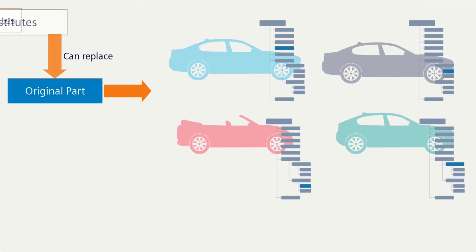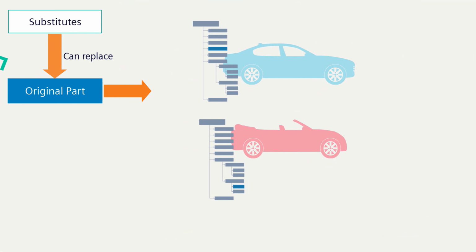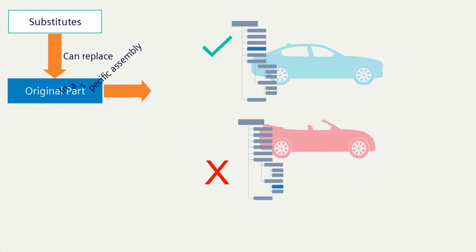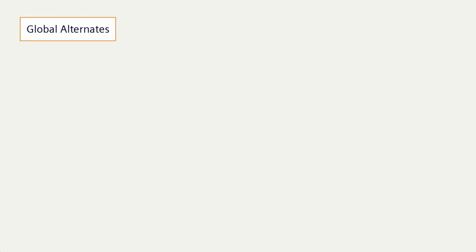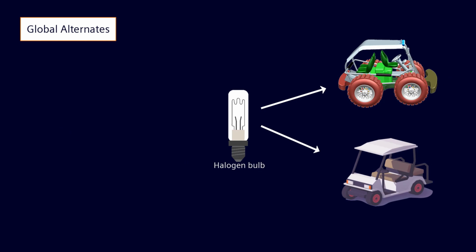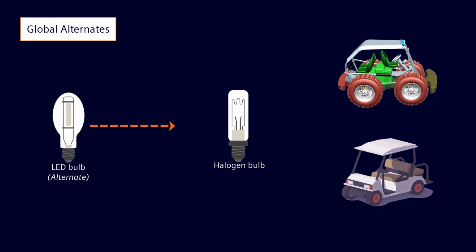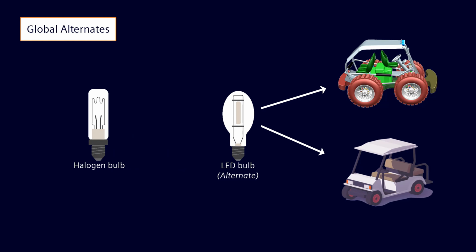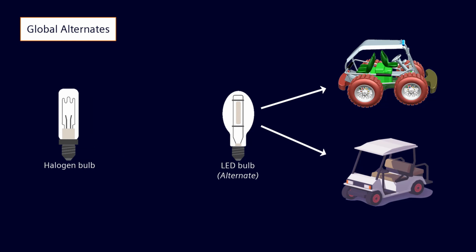In contrast, a substitute is a part that can be interchanged with an occurrence of another part in a single assembly. Let's understand what alternates are in Teamcenter, using an example. Consider a halogen bulb that is used in several assemblies across products. You can specify an LED bulb as an alternate for the halogen bulb. This means that the LED bulb can be used in place of the halogen bulb in all assemblies and products.